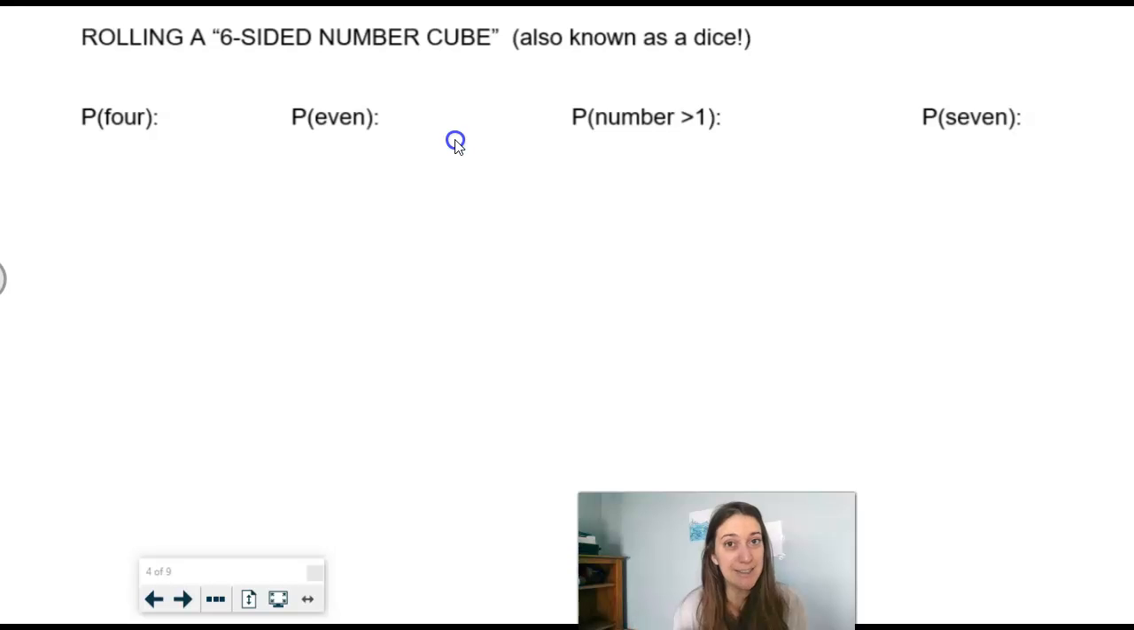Some D&D fans out there. So they have to claim exactly what kind of dice we're looking at. So in this case, it's a traditional six-sided number cube. So what's the probability of rolling each of these things?